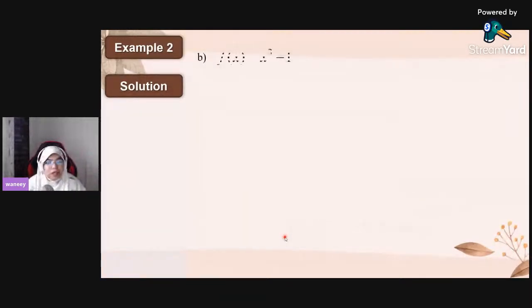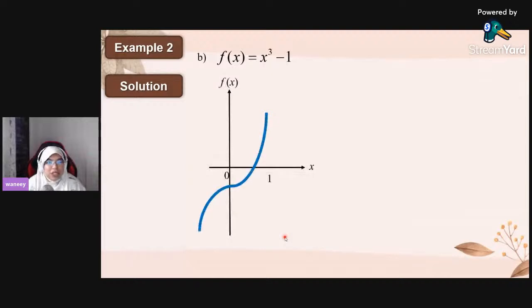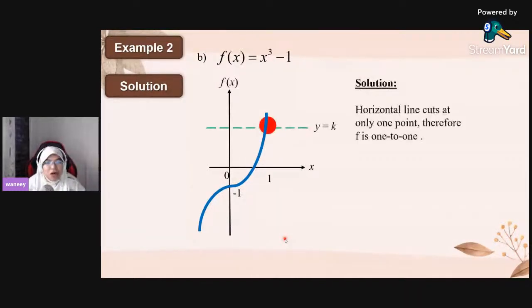Okay, so similar thing with this one. If you do your vertical line, you will cut at one point. So you know for sure that this is either one to one or many to one. How to determine they are definitely one to one function? Then you have to draw your horizontal line. So bila kita buat horizontal line, baru kita jumpa kata oh we only cut at one point. So this is definitely one to one function. Boleh lihat?